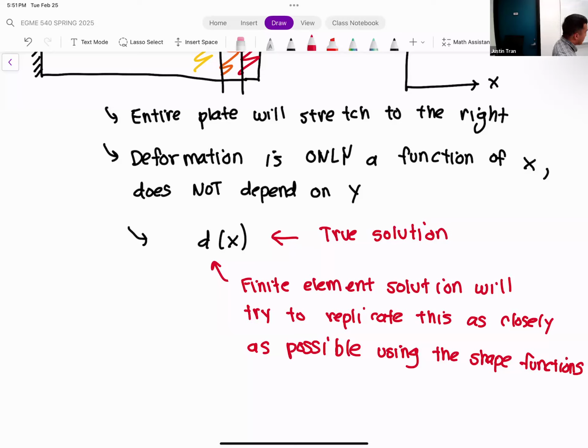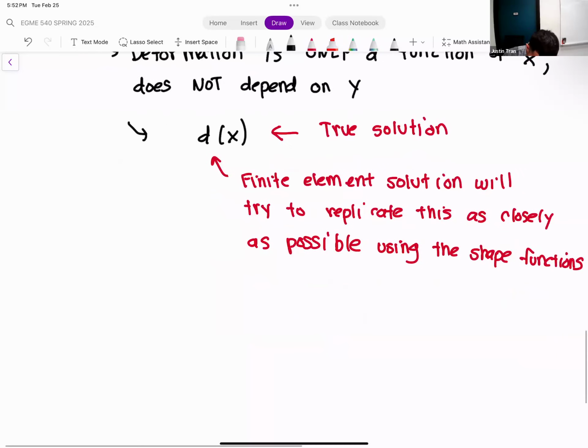So let's look at a couple of shape functions. Let's look at the shape function for a linear triangle. Let's say we took this plate and meshed it with linear triangles, and let's compare that to the shape functions if we mesh this with linear quadrilaterals. Triangles versus quadrilaterals.